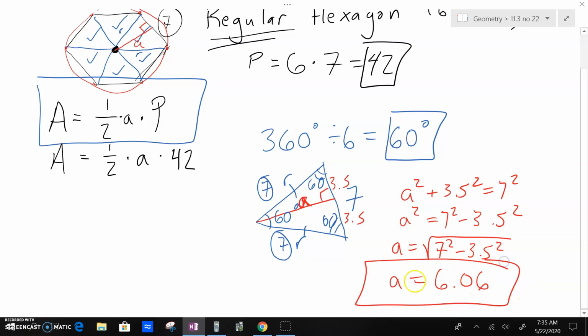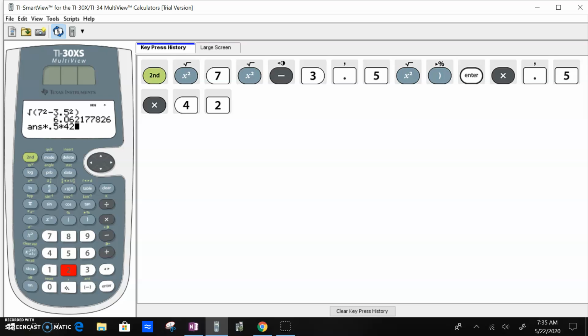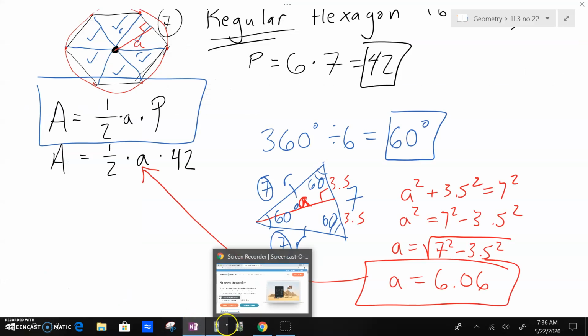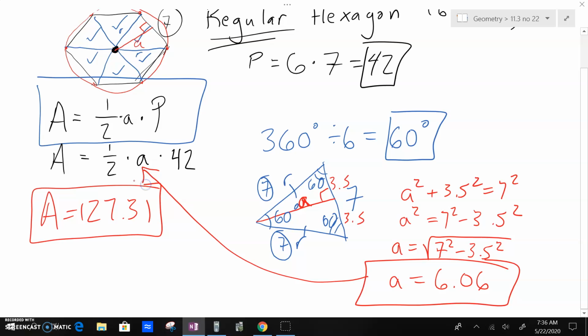And now that I've got that, it is going to go back into this equation for area. So I'm going to do half times this times 42. Or what I could do is, I've already got that in the calculator. So times 0.5, there's my half, and then times 42. So I need those three things multiplied together. So there's the apothem times a half times 42. And my answer is going to be 127.31 if I round to the nearest hundredth, which is what we're doing in this section. So my area is 127.31. And that's it.